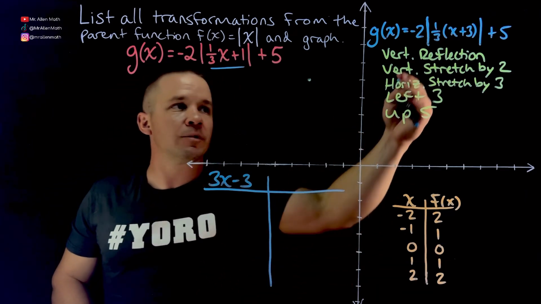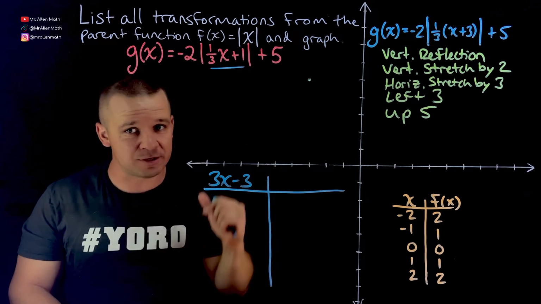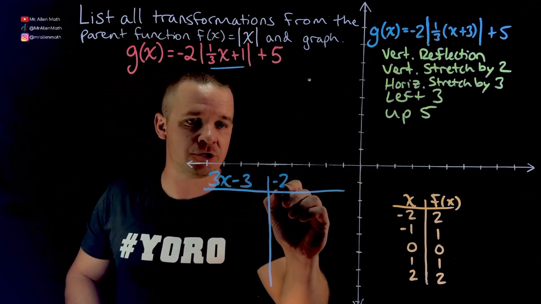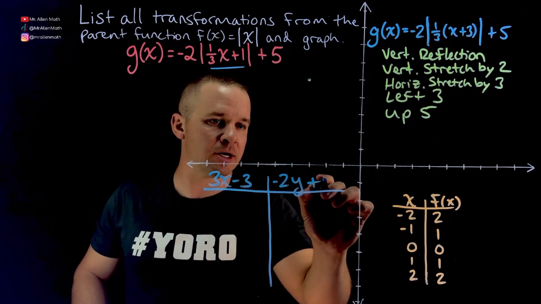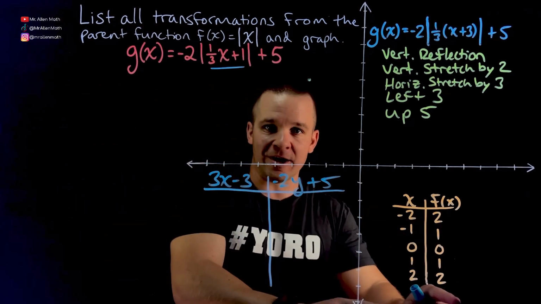The y values are my verticals. So vertical reflection, that's a negative. I'm going to multiply by a negative to flip it. Vertical stretch by 2, I'm going to multiply it by 2. So negative 2y, and then any others, up 5, plus 5. And now I'm just going to do this to these values.